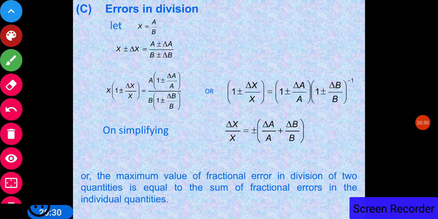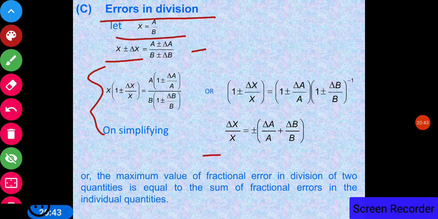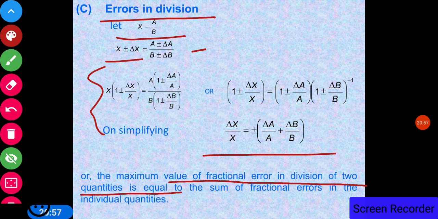Similarly, the case will be in division. Let x is equal to a upon b, then x plus minus del x is equal to a plus minus del a upon b plus minus del b. If you simplify it, we will get del x upon x is equal to plus minus del a upon a plus del b upon b. So the result is important: the maximum value of the fractional error or relative error in the division of two quantities is equal to the sum of the fractional errors in the individual quantities.